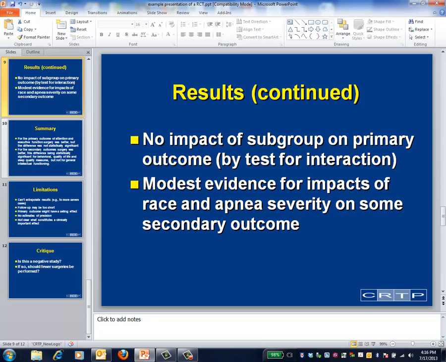For the primary analysis, the impact of surgery was similar across subgroups. Some differential impacts of surgery by race and apnea severity were seen for some of the secondary outcomes. This seemed like moderately strong evidence of subgroup effects at best.